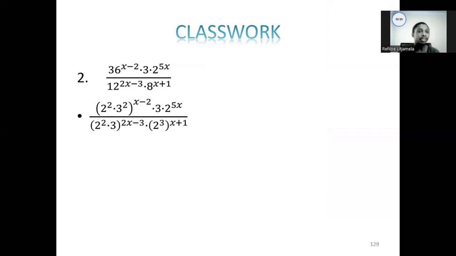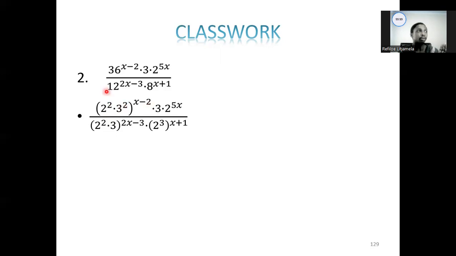Now, we did this. Please check out, I think it was the first video, where we distribute the exponents. I did specify in that video that all the exponents that are inside the bracket must be multiplied by the outside exponent, all of them. How many exponents do we have inside this first bracket here? There are 2 of them. It is 2 and 2. So each of those exponents will be multiplied by x minus 2.